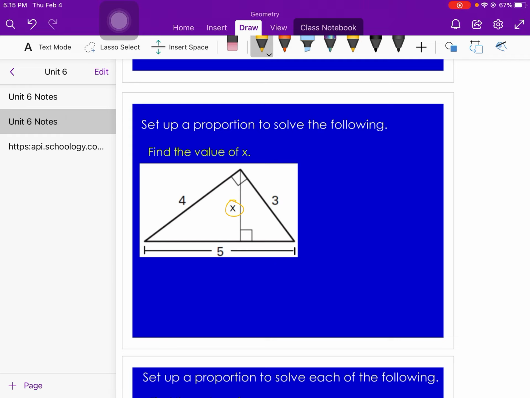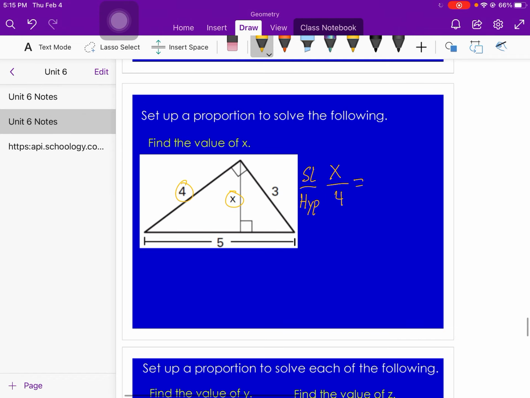So let's use the medium triangle. So I'm going to say x and 4. X is going to be the short leg of the medium triangle, and 4 is going to be the hypotenuse. So I need to find another relationship that involves short leg hypotenuse. And I know all the sides of the big triangle. I know that the short leg for the big triangle is this one here, 3. So that's going to be short leg, and then the hypotenuse is 5. And now I'm able to set up a nice little proportion. We get 5x equals 12, divide by 5, and we get x equals 2.4.